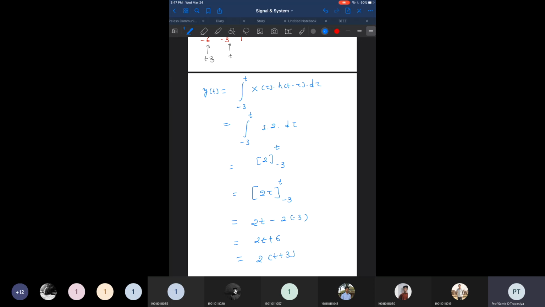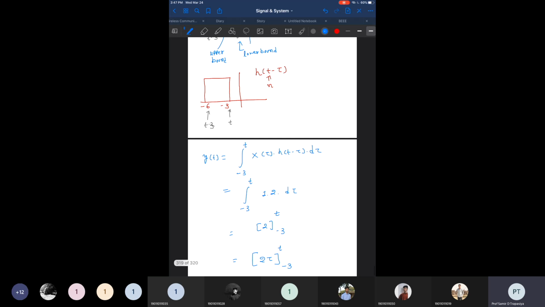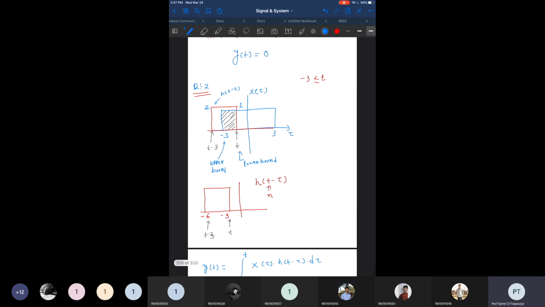But up to how much time does this region exist? This lower boundary is when the shifting is larger than -3. So the first one will go inside of x of tau.